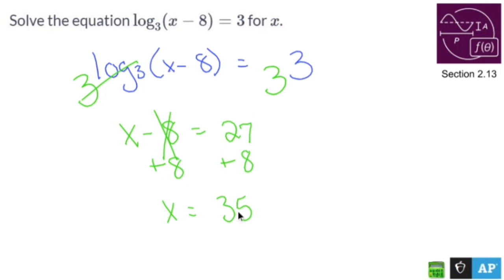you're allowed to plug that number in. In other words, if I were to go up here and plug this number in and get log of a 0 or log of a negative, you can't do it. But I'm allowed to do this because log of 35 minus 8 is log of a positive number. This is allowed. That is our guy.